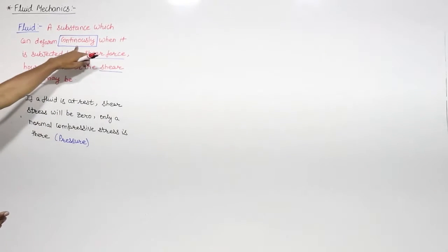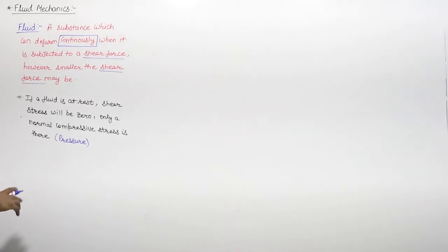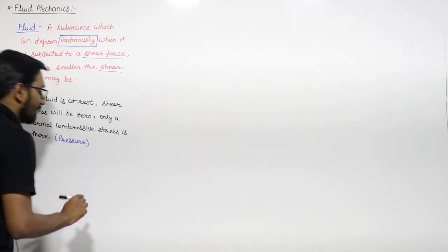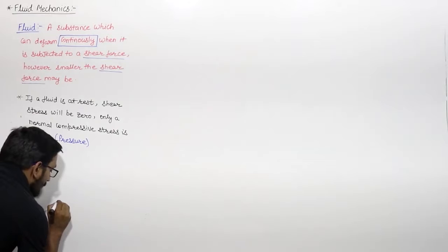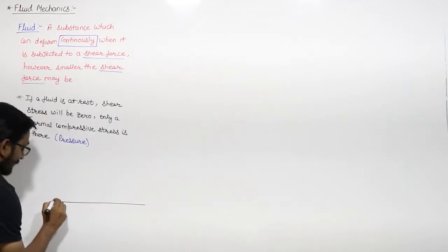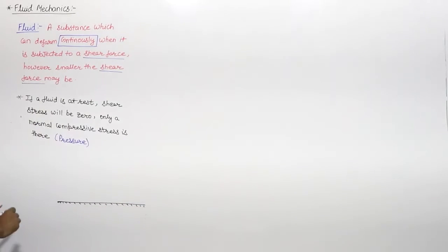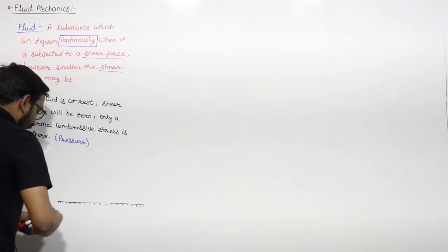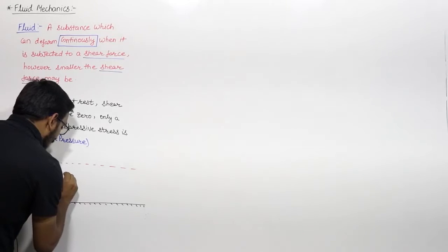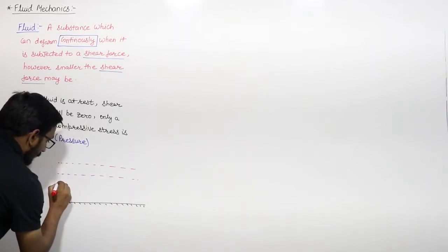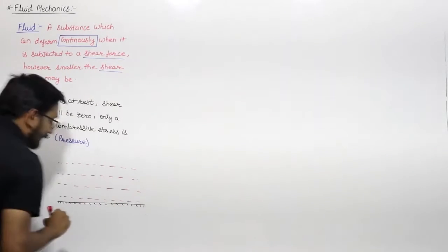Then what is the meaning of this continuous deformation? I can explain this with the help of a diagram. Suppose, let us say, that this is a fixed solid surface, over which your fluid is flowing. Initially, I say that on this surface some fluid is present. These are the layers of fluid. We say that this fluid is present over this surface.